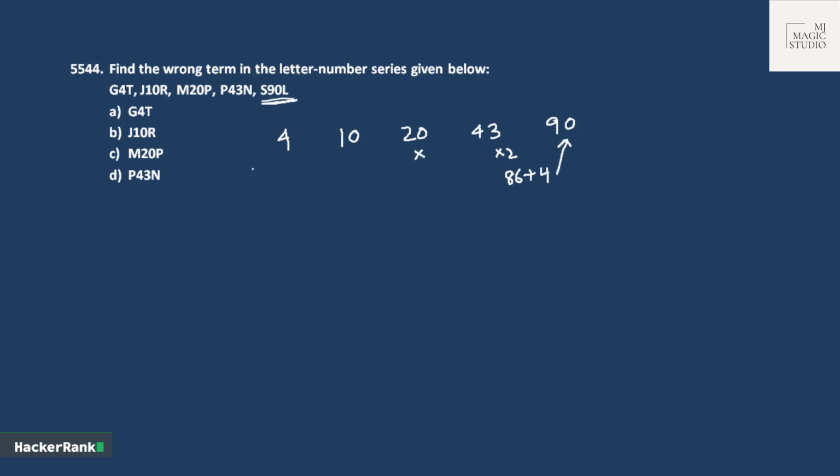Shall I do something like this here? Into 2 is 40 plus 3 is 43. So this is 4, this is 3, this should be 2, this should be 1. Into 2 plus 1 is 9, but this is not 9. And 9 into 2 is 18 plus 2 is 20. Bingo. That means in place of this 10, if we have 9, then this would be setting up: into 2 plus 1, into 2 plus 2, into 2 plus 3, into 2 plus 4. This is the culprit we have: J10R. I'll mark B and move on.